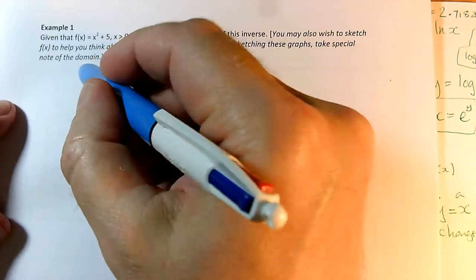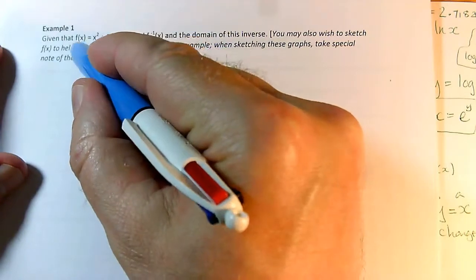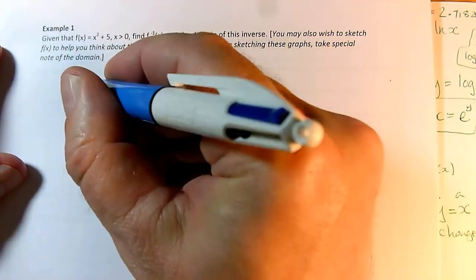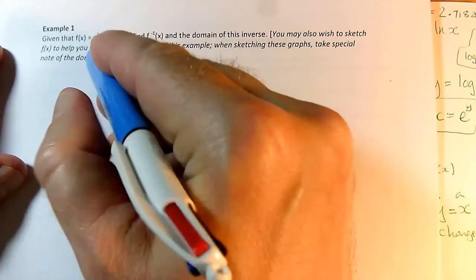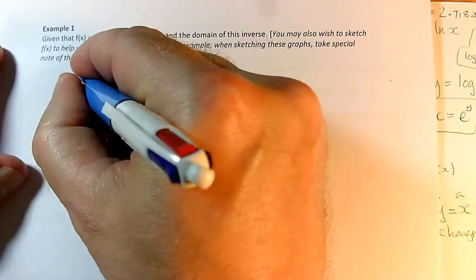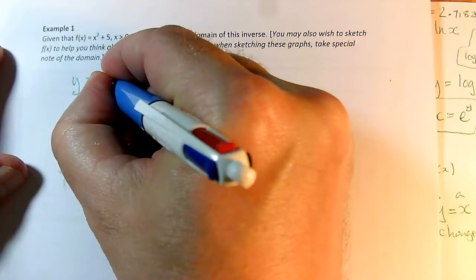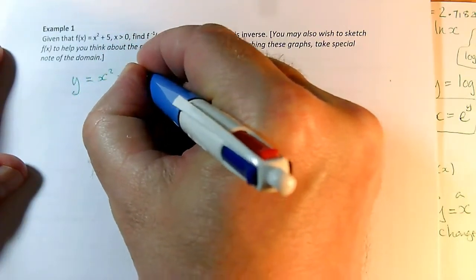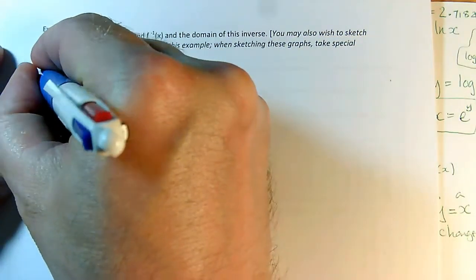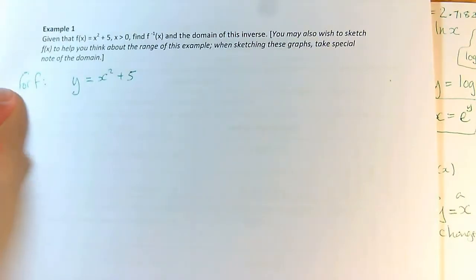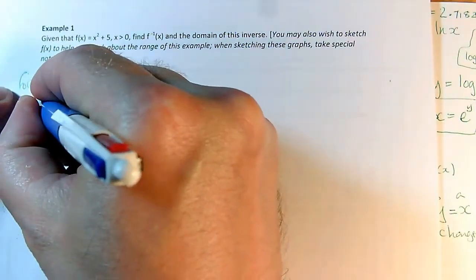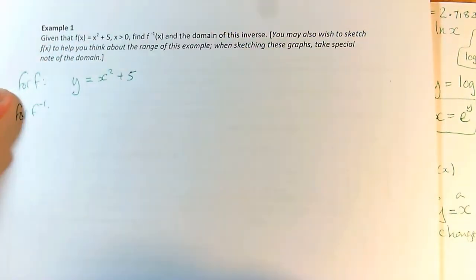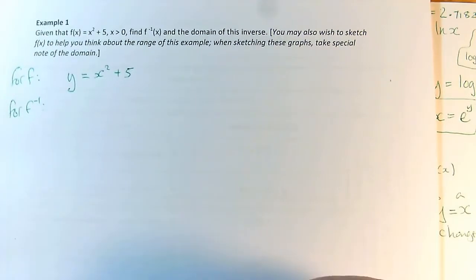So in order to get started on this, we're going to start with the function written in terms of y and x. So we've got f of x here, but I'm going to change that into a y. So I'm going to say that y equals x squared plus 5. And that is true for f of x. So I'm just going to make a note that that was for f of x. But I'm going to go immediately to look at f inverse of x. Now some people like to do this step at the very end. I like to get it out of the way at the beginning.